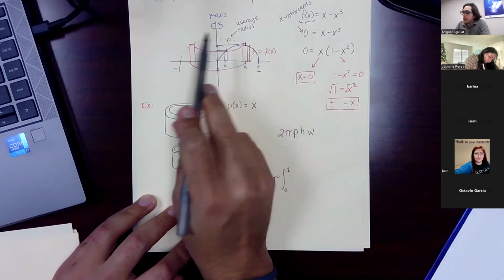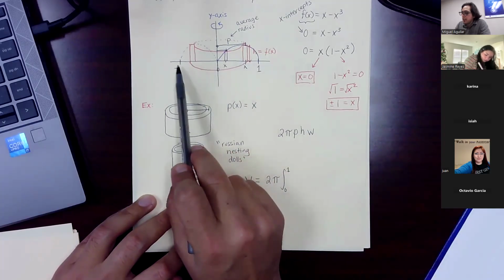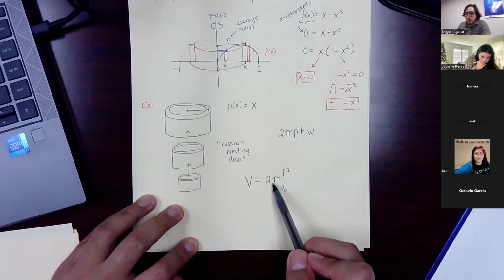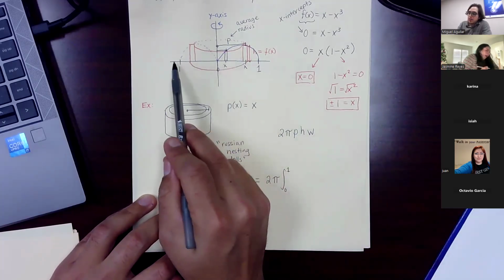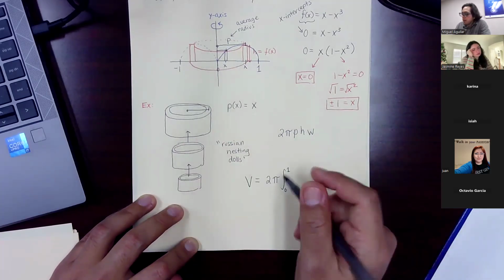And since we're revolving it around the y-axis, we definitely don't want to go from negative 1 to 1. We want to go from 0 to 1, because that revolution, the multiplying it by 2 pi, is what's going to take us around to the other side. So we'll pick up this volume over here.